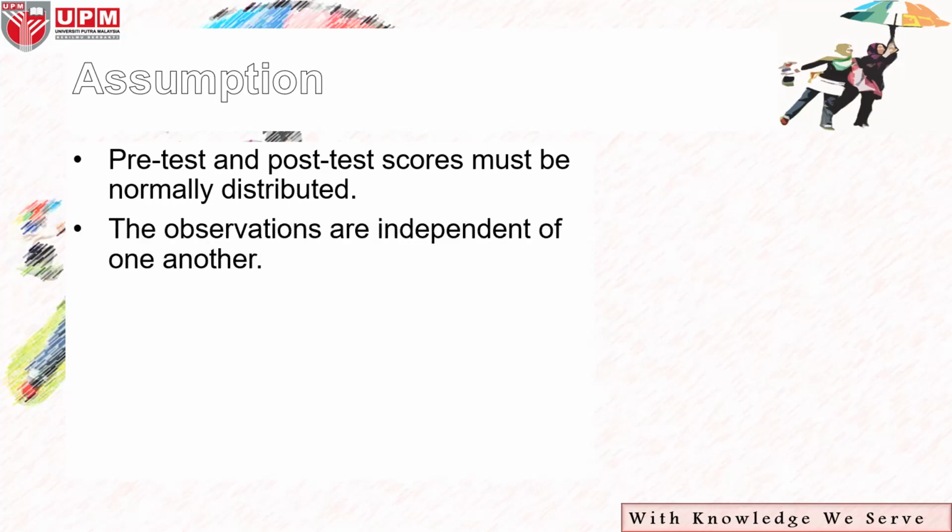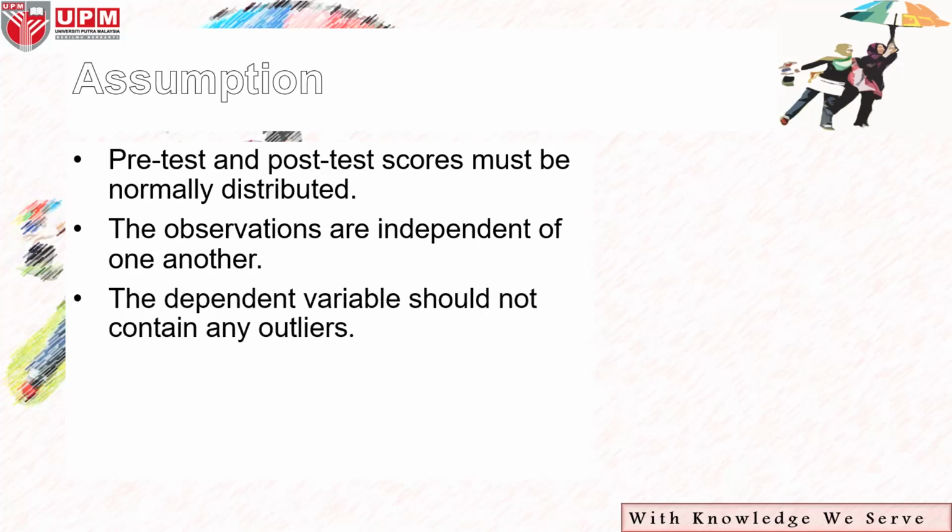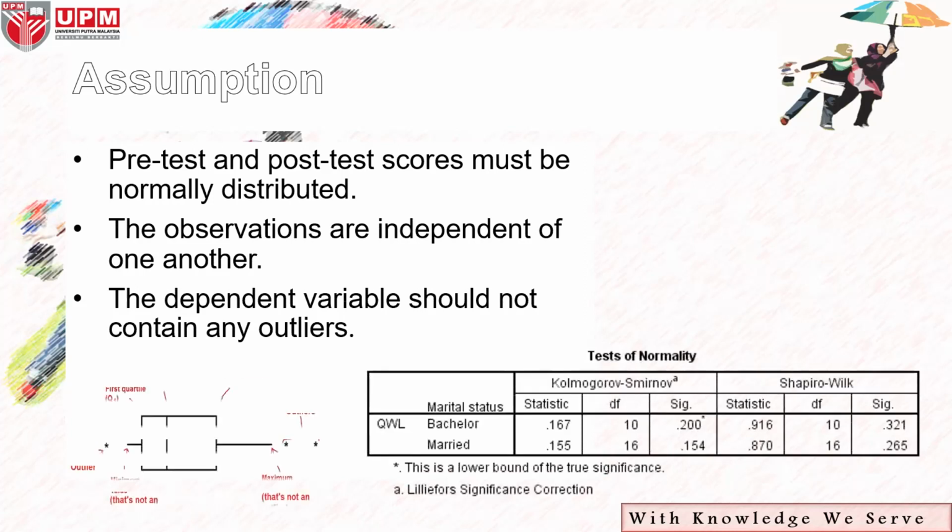Okay, the assumption, the pre-test and post-test scores must be normally distributed, meaning that the data before, data after, you must run the normality test before you are able to make the comparison. Okay, next, the observations are independent of one another. Okay, the dependent variable should not contain any outliers. So you need to delete if there is any special case in your data set.